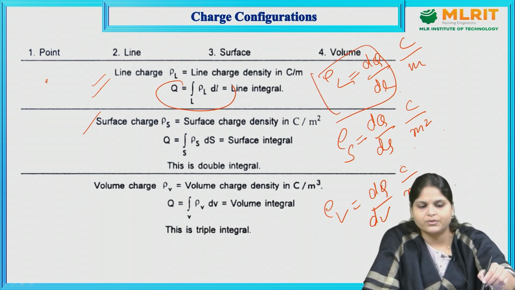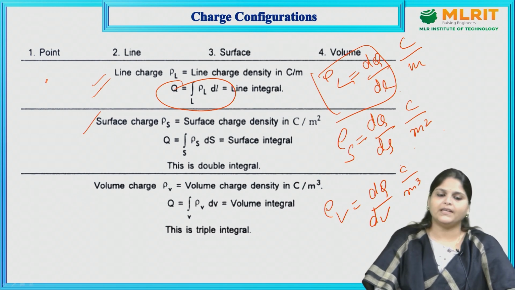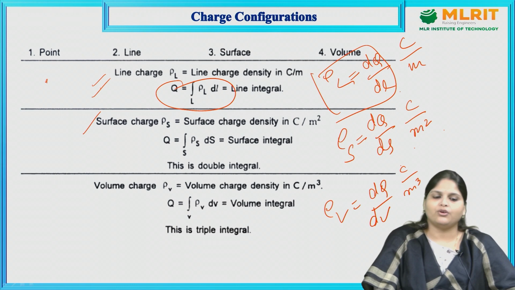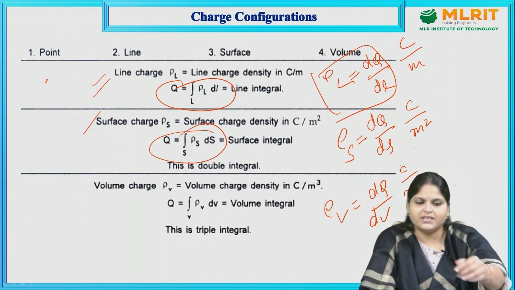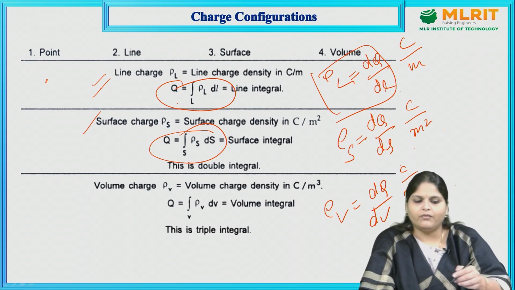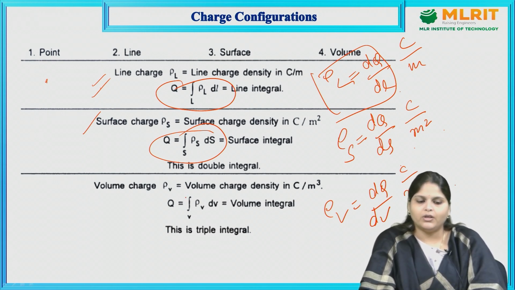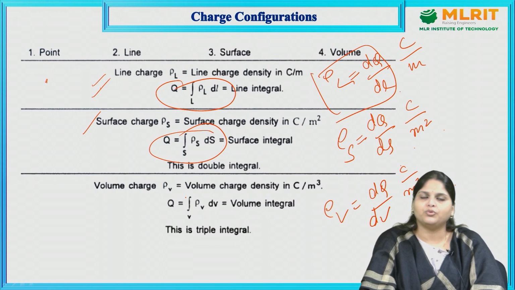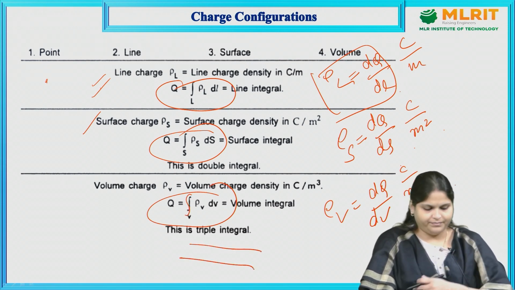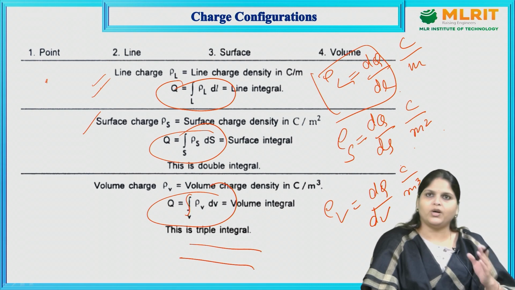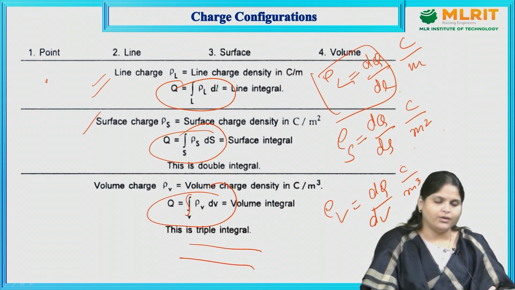So from this also you can find out charge. Q is equal to the line integration of rho L dl. For surface charge density, Q becomes the surface integration of rho s ds. This is double integration, this is single integration. And for volume charge density, we can find out Q by using the formula Q is equal to the volume integration of rho v dv. And here this integration is triple integration, right? So this is about charge distribution: point charge, line charge, surface charge and volume charge.